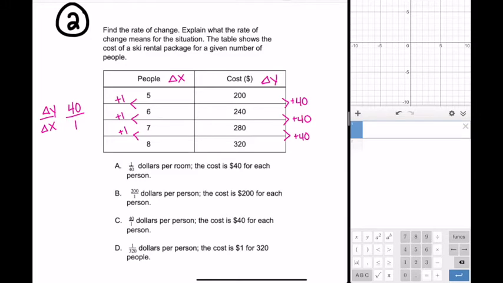So 40 over 1, and remember that means 40 blank per blank. Remember, it's always y per x. So cost in dollars per person. So that would be $40 per person.